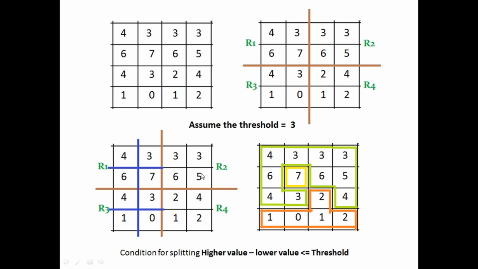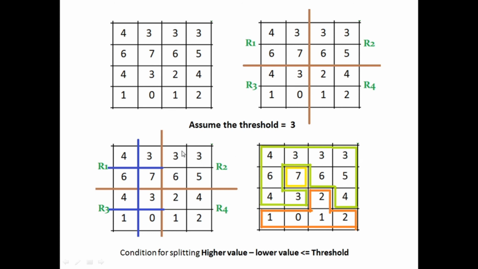So if this is my one region, let me assume this one. This R1 is divided into R11, R12, R13 and R14, which carry 4, 3, 6 and 7 as their values. Now, maximum pixel value of one region minus minimum pixel value of some other region. In this region, the maximum value is 4 and the minimum value is 4 because this is a single pixel. Let me go with something else here.